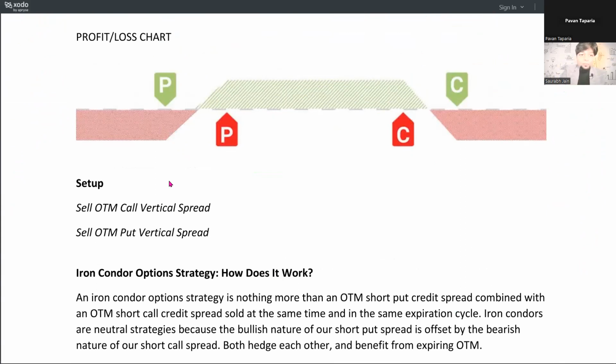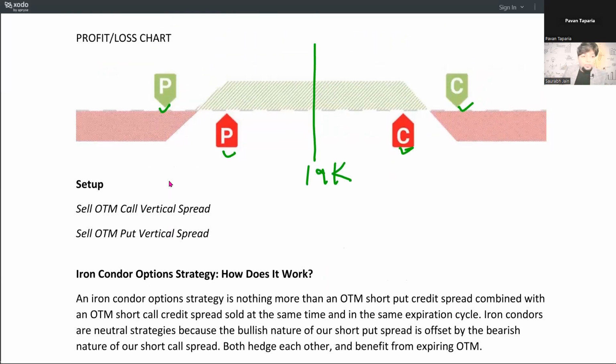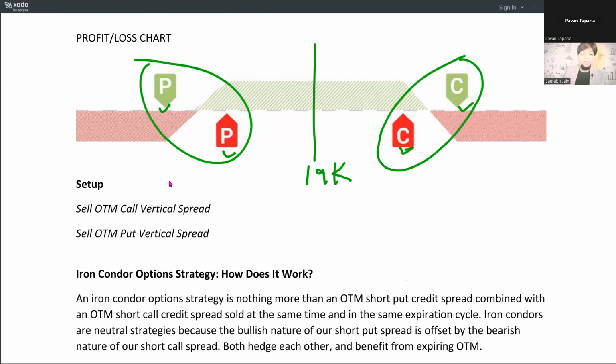One call and one put we have to buy out of the money. One call and one put we have to sell out of the money. Right now, let's say this is where Nifty is, let's say 19,000. You'll have to create a strategy according to that. So the setup is basically to sell an out of the money call vertical spread. So what is this call vertical spread? This one. And this is the sell vertical put.